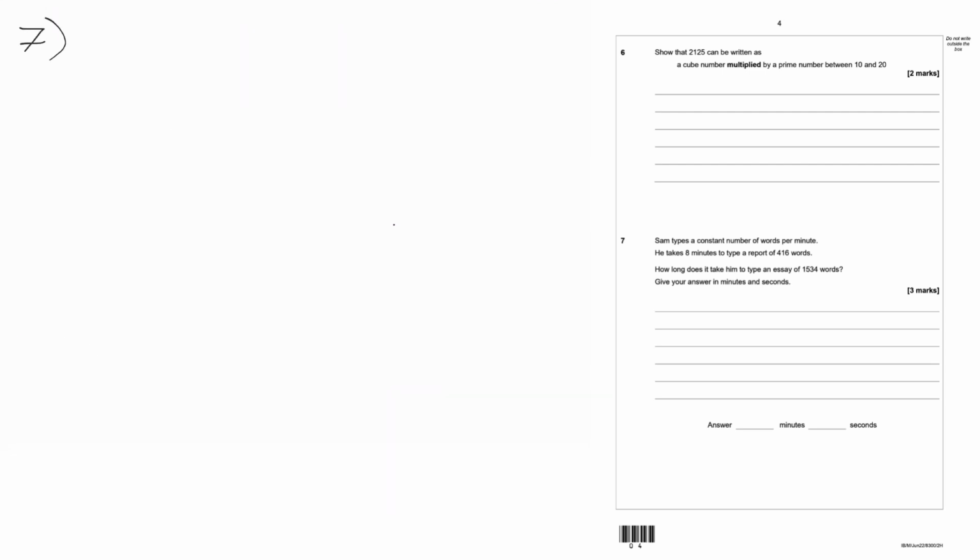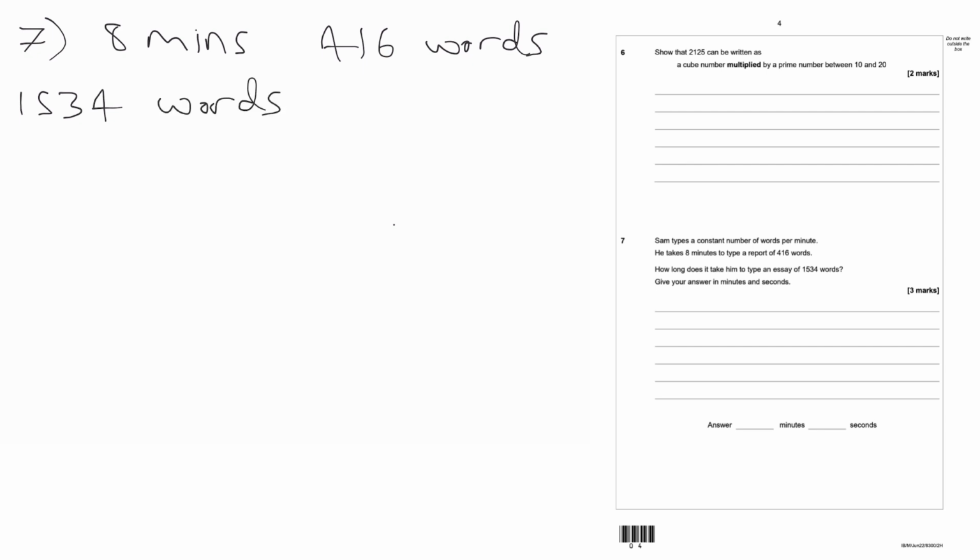So now we have question 7. This question says that Sam types a constant number of words per minute, and it says in 8 minutes he can type 416 words. And we want to know how long it takes him to type 1,534 words.